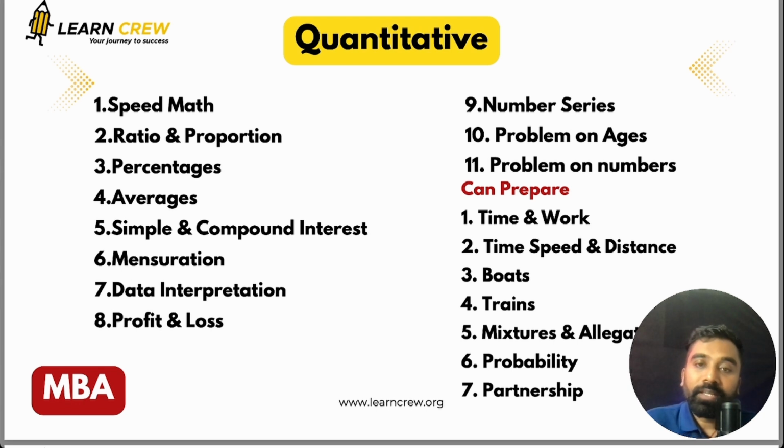Number series, again, problem on ages, again 1 to 2 marks, problem on numbers, again 1 to 2 marks. Okay. And additionally, what you can prepare less, if you have a time shortage, is time and work, time, speed, distance, boats, trains, mixtures and allocations, probability, partnership. Now, why have I put it as a separate thing is, some people find it very difficult preparing the entire quants. So I have just bifurcated 11 topics which you can focus on, which can give you maximum marks. And the additional topics, in case you have some additional time, prepare for that. That will help you. Time and work is one of the small topics where you can spend some time.